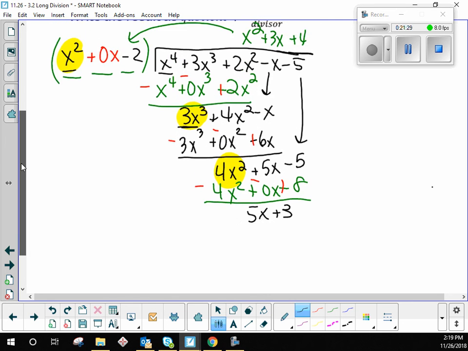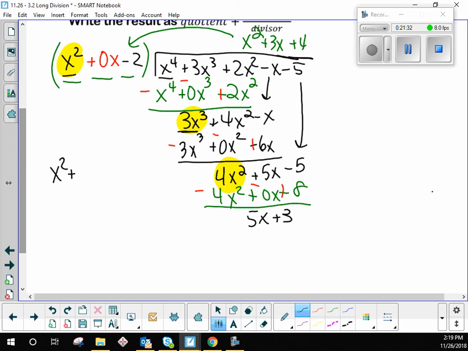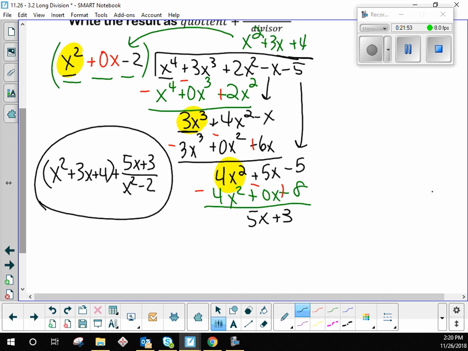So we've got our quotient, x squared plus 3x plus 4. Let me tell you something. I do not want to see this. That is a multiplication problem, right? So what do I need to fix here? Plus, right there. So that is your final answer.